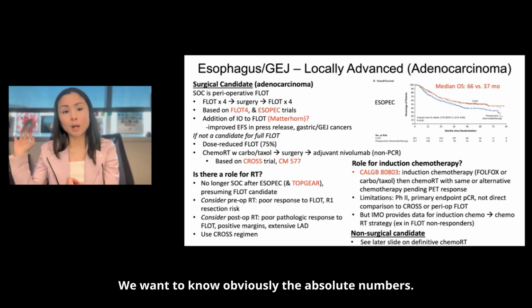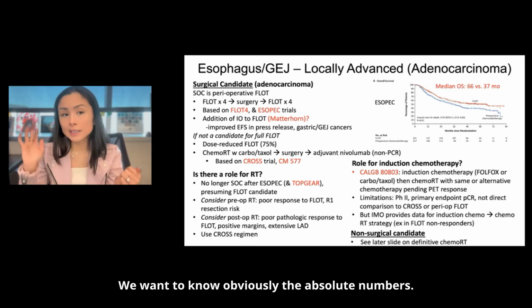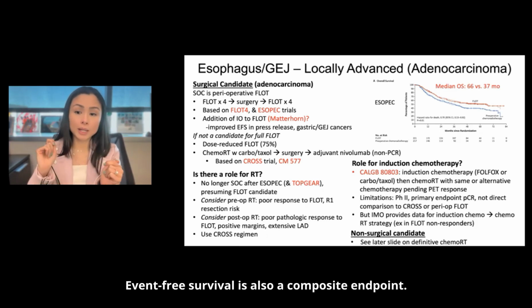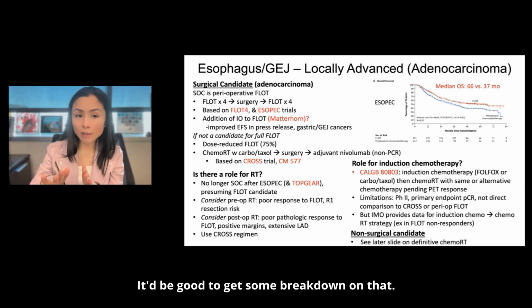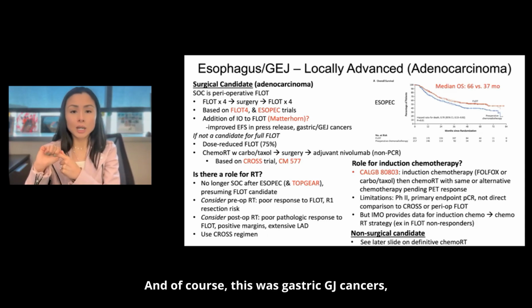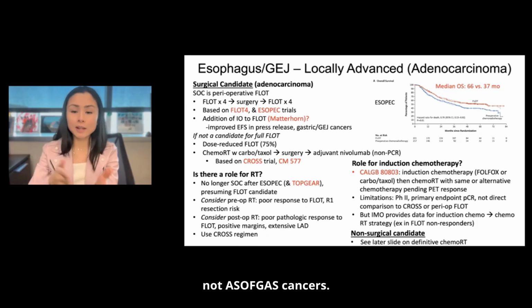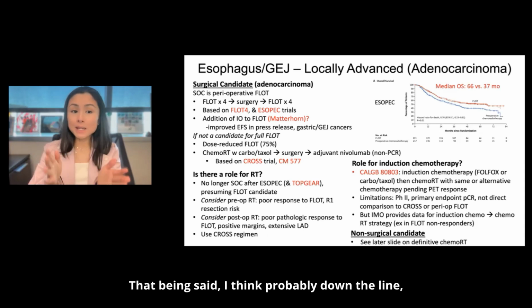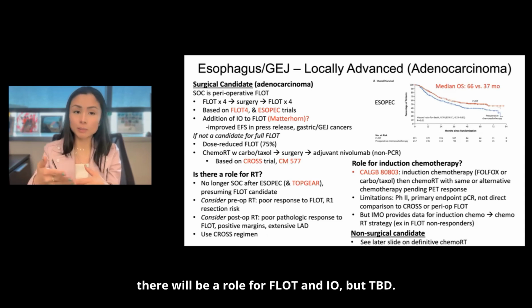We want to know obviously the absolute numbers. Event-free survival is also a composite endpoint. It'd be good to get some breakdown on that. We want to know OS when it's mature. We want to know PD-L1 stratification. And of course, this was gastric GEJ cancers, not esophagus cancers. That being said, I think probably down the line, there will be a role for FLOT and IO, but TBD.